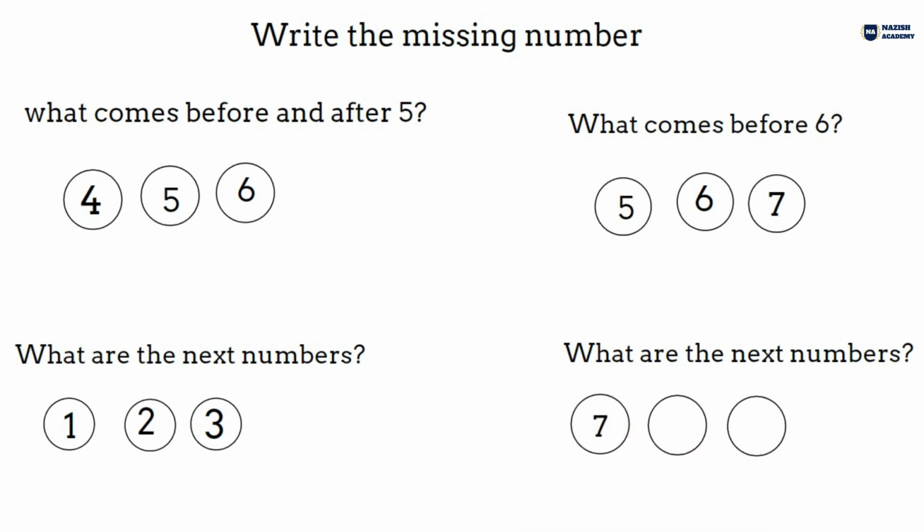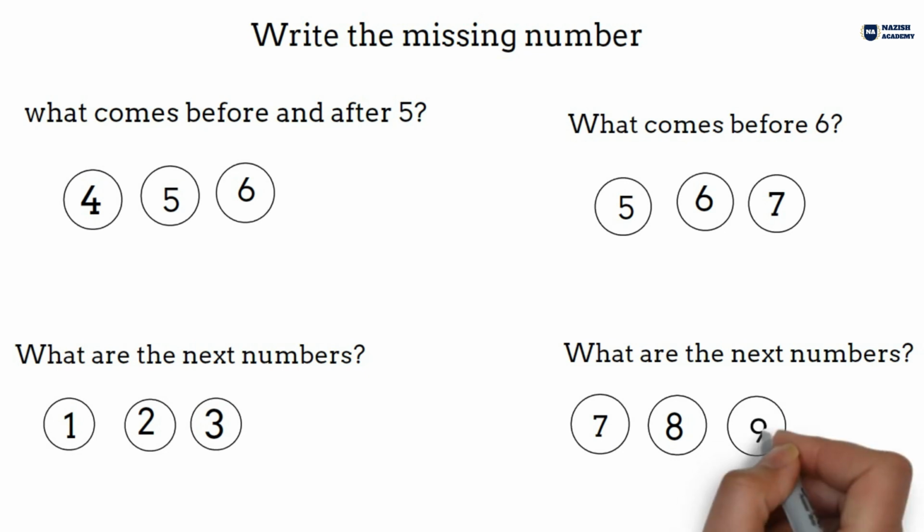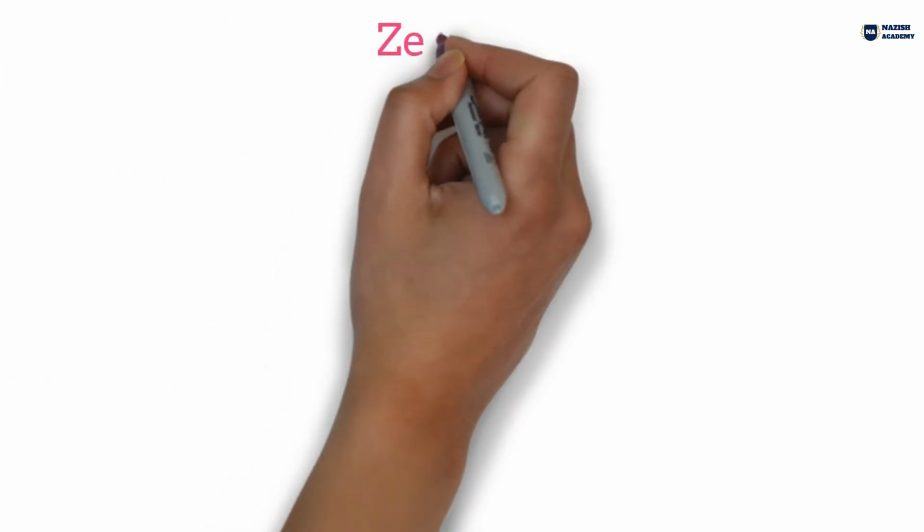Again same questions. 7 के आगे कौन से नंबर आते हैं वो बताना है. 8 आता है और 9, yes.